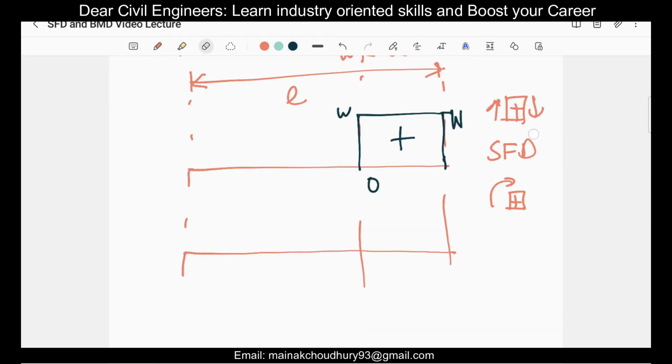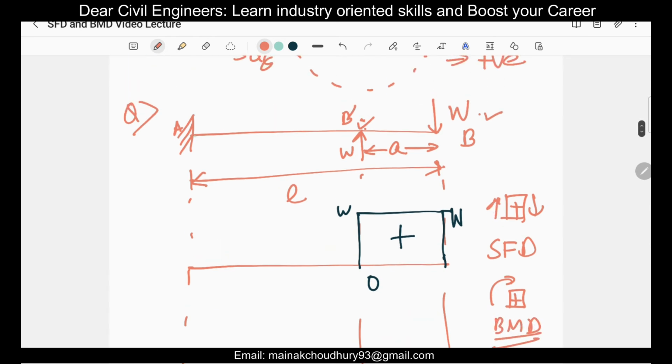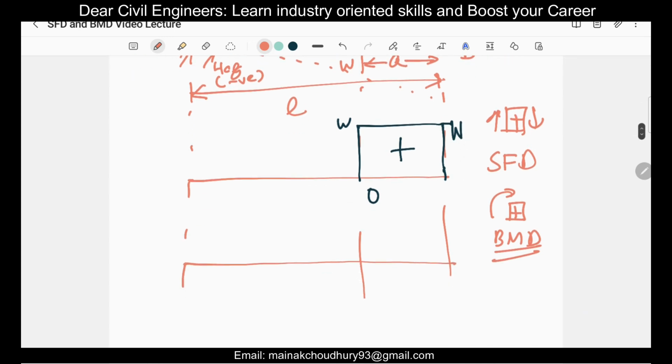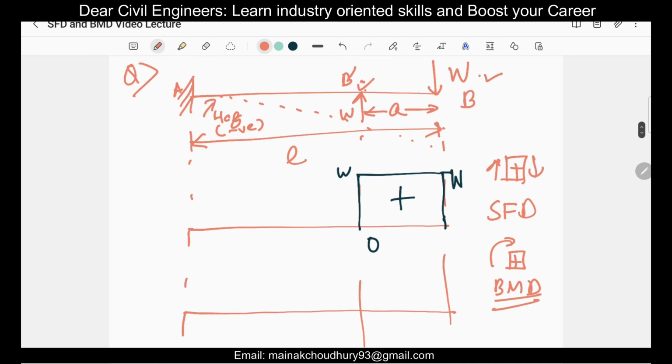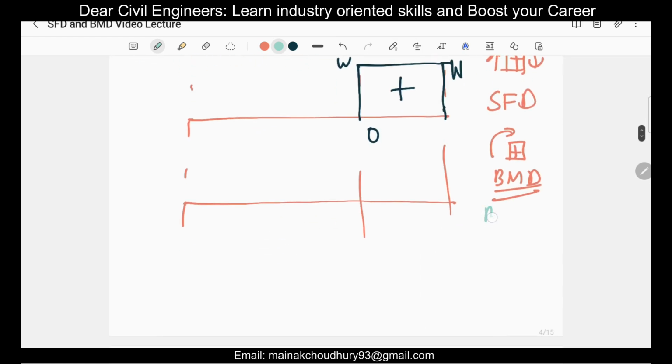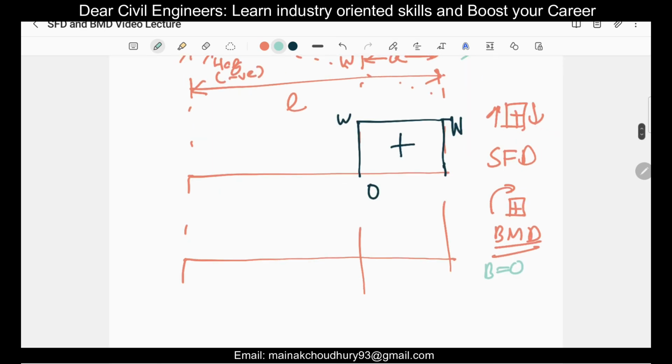Very simple. Let's find out the bending moment for this. First of all, you can draw the free body diagram. The beam is deflecting like this, so there is hogging here. Since the bending moment is negative, whatever the result comes will be in the negative direction. Let's find out the bending moment at points A, B dash, and B. The bending moment at B is obviously 0. This is the free end, where rotation is possible, so the bending moment is 0.